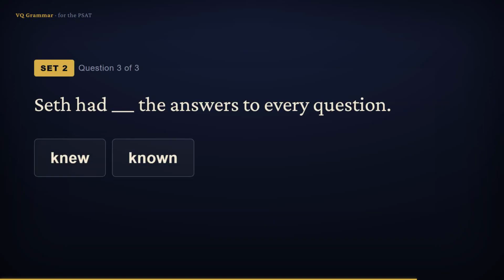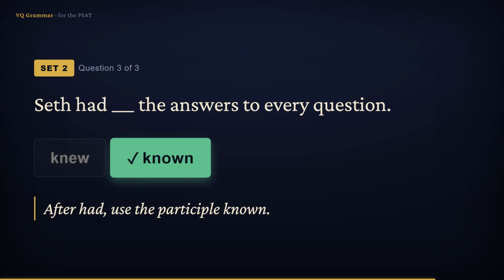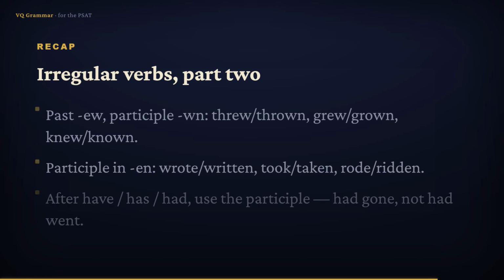Seth had blank the answers to every question. There's the helping verb, had. After had, we need the participle, not the plain past, knew. The participle of know is known, so the answer is known.